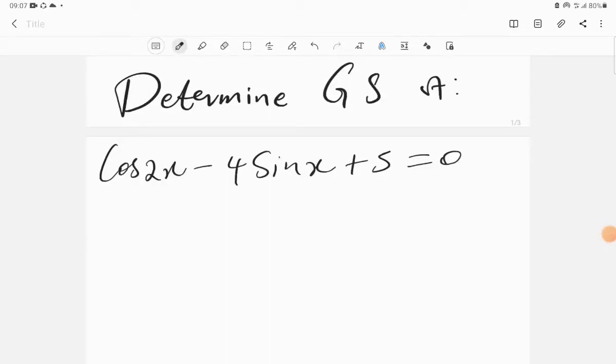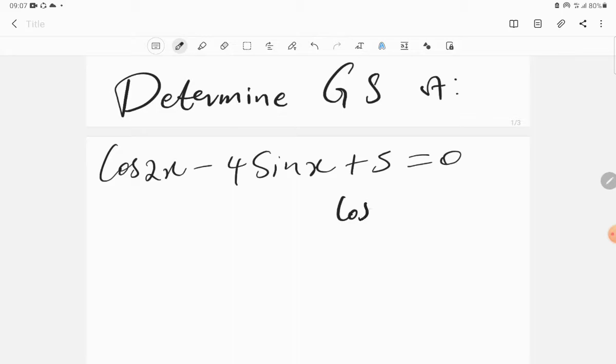All right, in this equation, we are to determine the general solution. So what do we need to do? We need to find a way to change one of these trig ratios so that we deal with a uniform trig ratio. Either we change this one if it's possible, or we change this one if it's possible. Now let's just change the cos one. How do we change a double angle of cos?